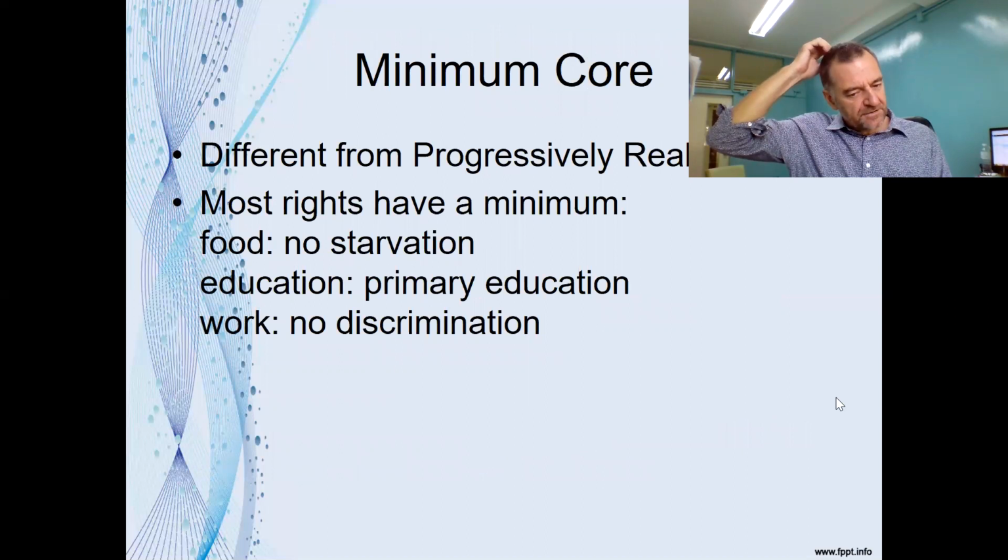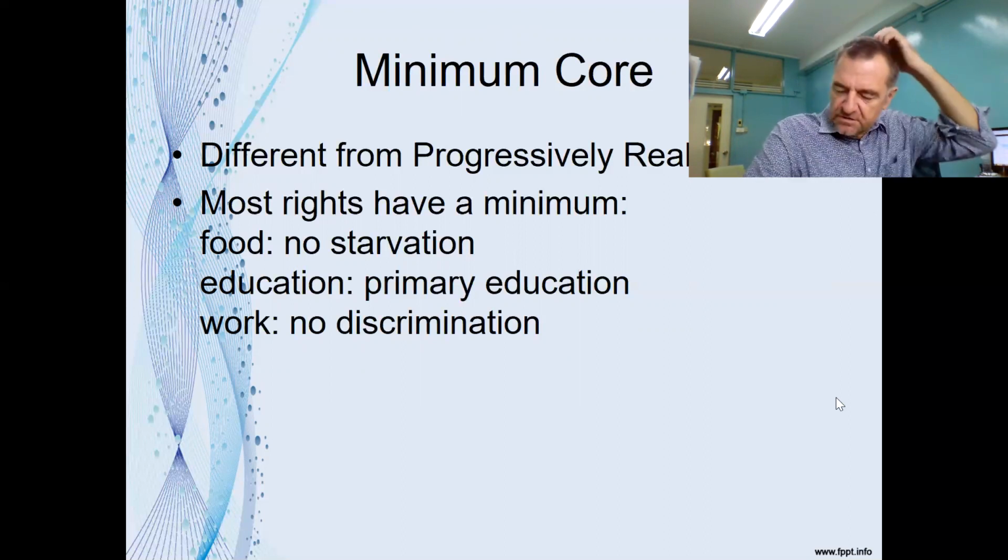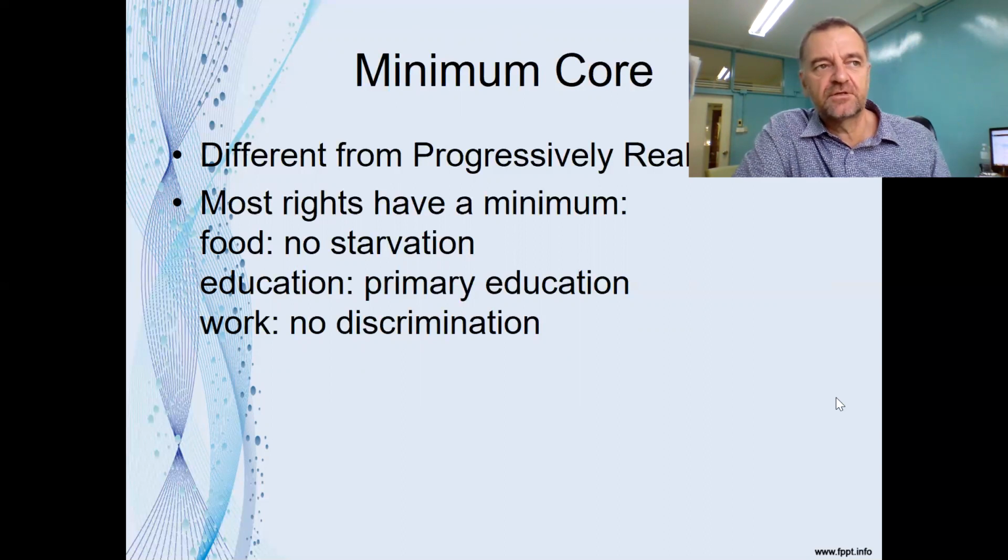Now, regardless of progressive realization, most rights have what's known as a minimum core standard. So these are not progressively realized. These are rights from the moment you ratify the treaty, rights instantly. And for example, for food, there should be no starvation in a country. You don't progressively realize no starvation. You progressively realize everyone's rights to sustainable sources of food.